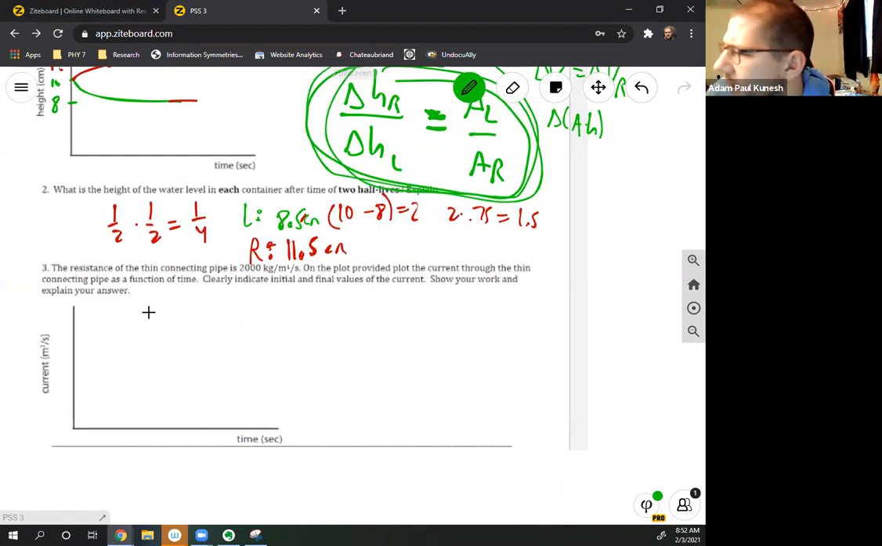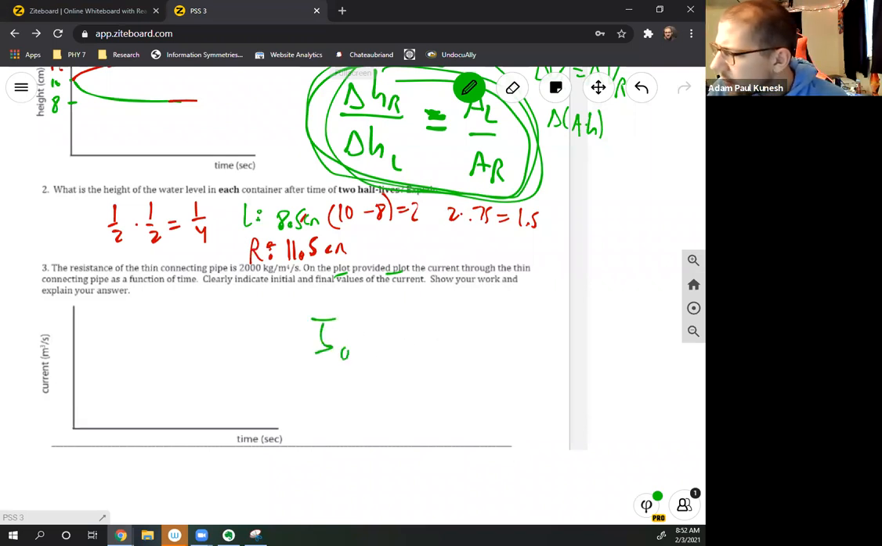The resistance of the thin connecting pipe is 2,000 kilograms per quartic meter per second. On the plot provided, plot the current through the thin connecting pipe as a function of time. Clearly indicate the initial and final values of the current. Show your work and explain your answer.